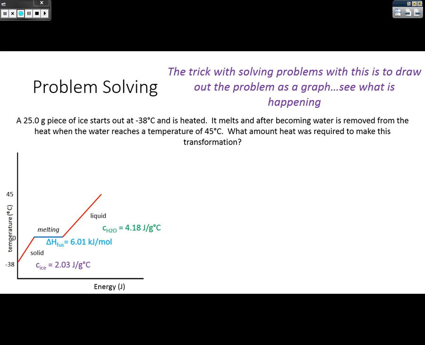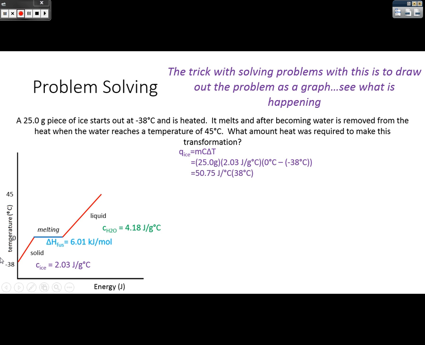Now, I'm going to go ahead and do this problem how I would do it. The first thing I'm going to do is calculate the first step of heating up the ice. So I'm going to use Q equals mc delta T, and this is for ice. So the mass is going to be 25 grams, my C is going to be 2.03 joules per gram degree Celsius, and my change in temperature is T final minus T initial. T final in this case is going to be 0. That's when I hit my temperature that I can melt at. And my initial temperature is negative 38.